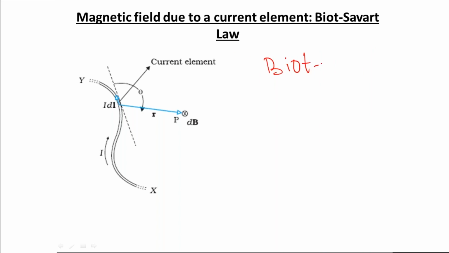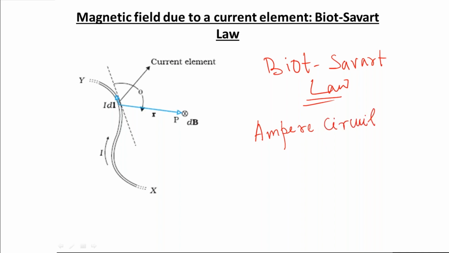The first law is the Biot-Savart law, as you have seen. This law we are going to learn today. Then further we'll be seeing Ampere's circuital law. These two are fundamental. Basically, we will be using these two laws everywhere to calculate magnetic field due to a current carrying wire. The current carrying wire can be of any shape, any size.